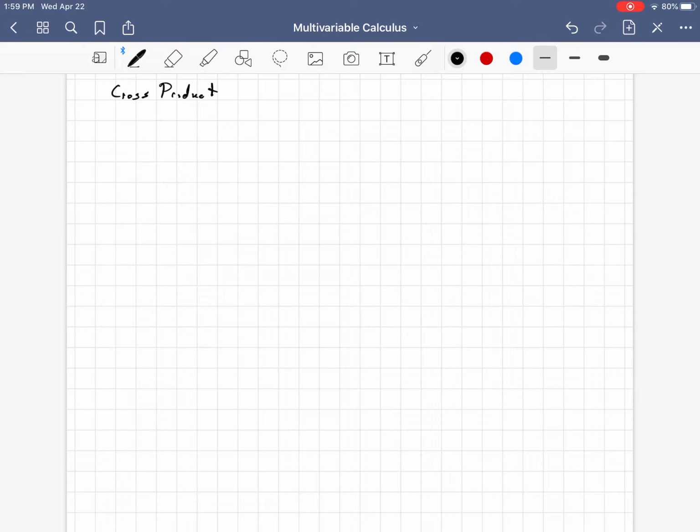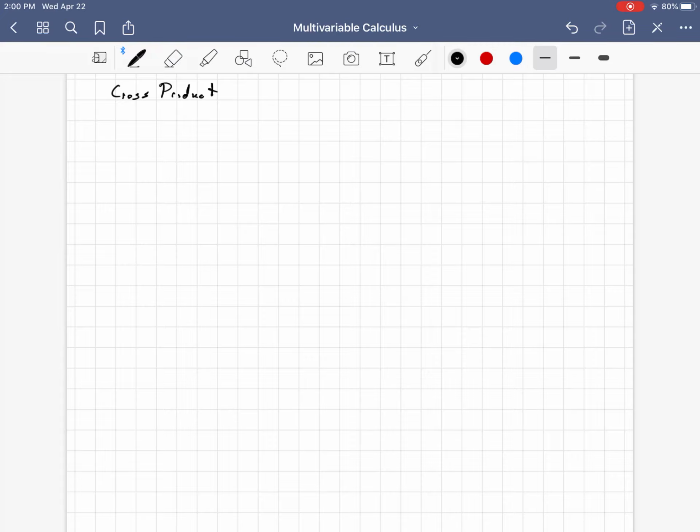Hello, hello, hello. Today I just wanted to talk about the cross product because in the last video I talked about the dot product. And I wanted to, again, give some motivation, at least for the definition of the cross product and show that the geometric definition and the matrix definition are actually saying the same thing.